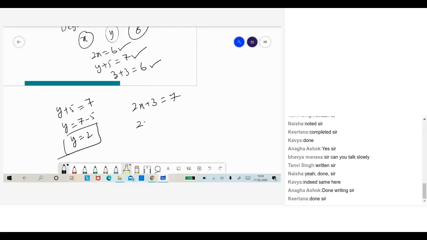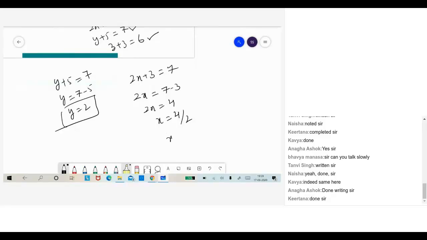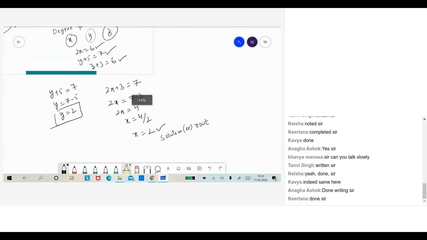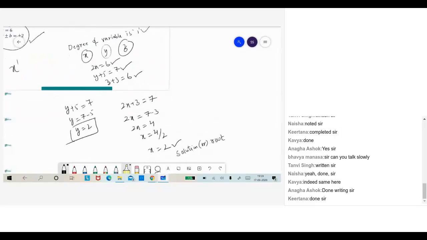Obviously, 2x is equal to 7 minus 3. So 2x is equal to 4. So x is nothing but 4 divided by 2. So what is the x value? Obviously, it is 2. So here x is equal to 2 is called the solution, also called the root of the equation.